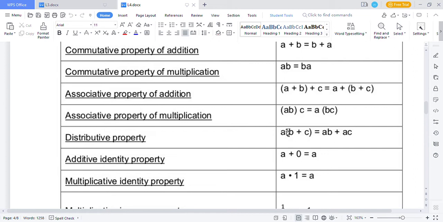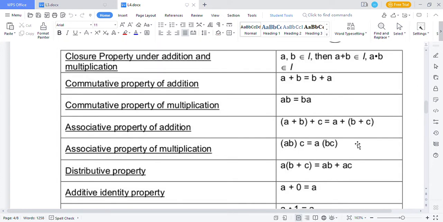So we have here A times (B plus C). When we say distributive, imong gi-distribute. So, A times B plus C. So, si A times B, that's AB. Plus, A times C, that's AC. So, from here, they are also just the same to here. Because this is what we call distributive property.